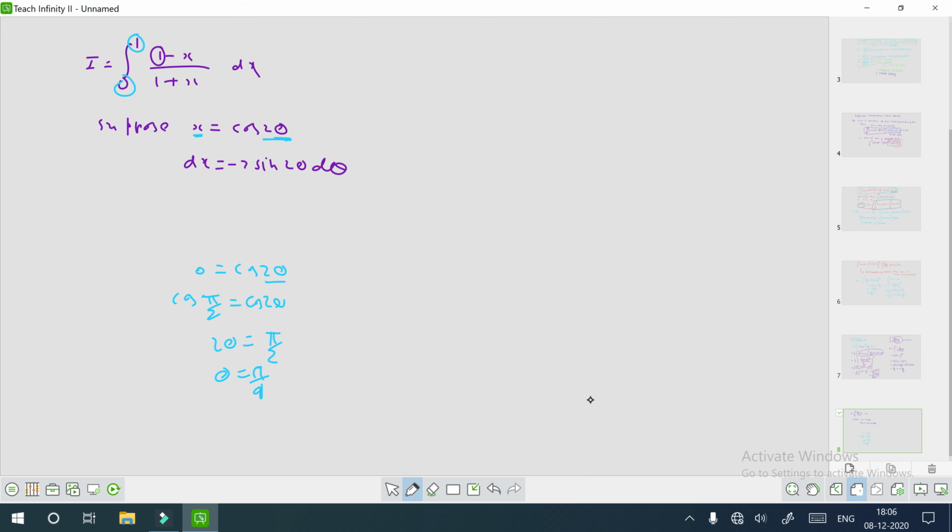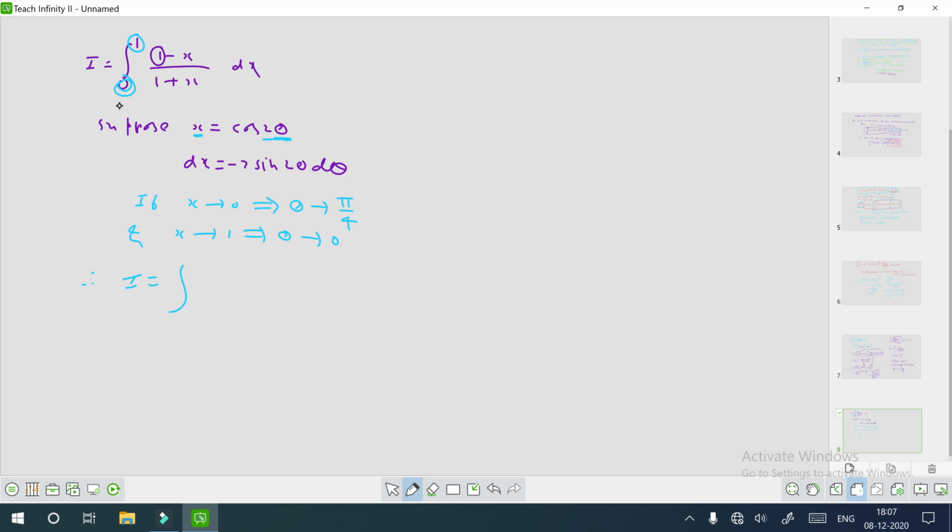That means, if x tends to 0, then where does theta go? Theta tends to pi by 4. And when x tends to 1, put 1 here. Then cos 2 theta is 1, cos 0 is 1, so 2 theta is equal to 0, and so theta is also equal to 0, which implies theta tends to 0. So put this limit.